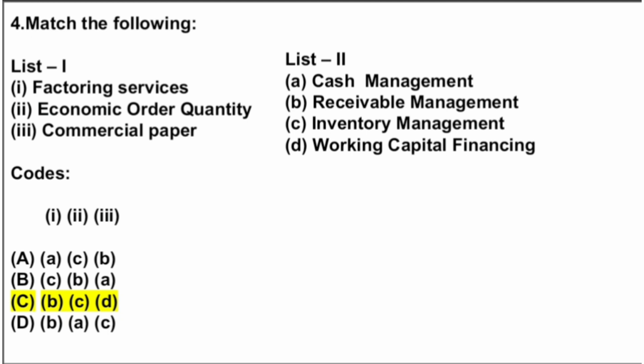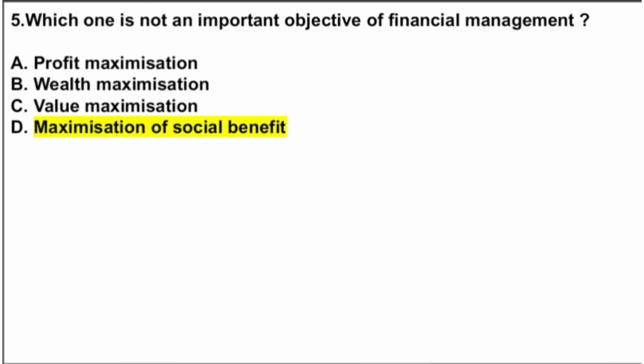So we can match this: factoring services is a part of receivables management, economic order quantity is a part of inventory management, and commercial paper is a part of working capital financing. So here the answer is option C, B, C, D. And the fifth question: which one is not an important objective of financial management? The objectives of financial management include profit maximization, wealth maximization, and value maximization. So here the answer is maximization of social benefit, that means option D. All others are objectives of financial management.